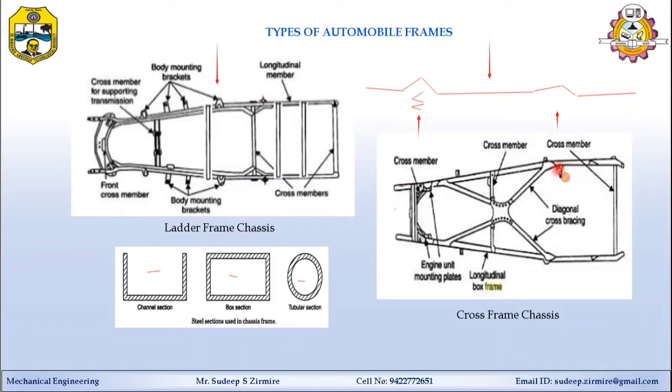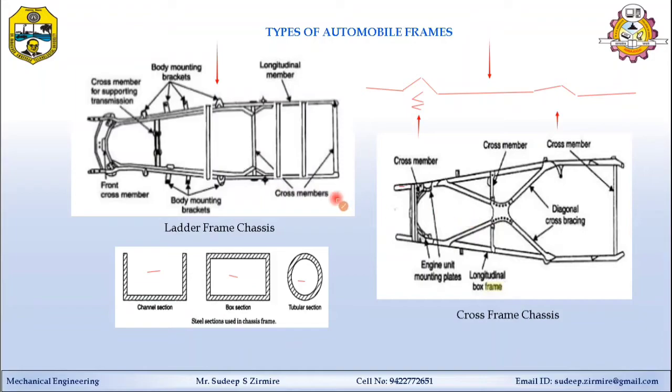Sometimes reinforcement plates are also used as per the requirement of load, and the reinforcement plate is assembled inside these long members. These are the main two types of frames used in automobile vehicles.